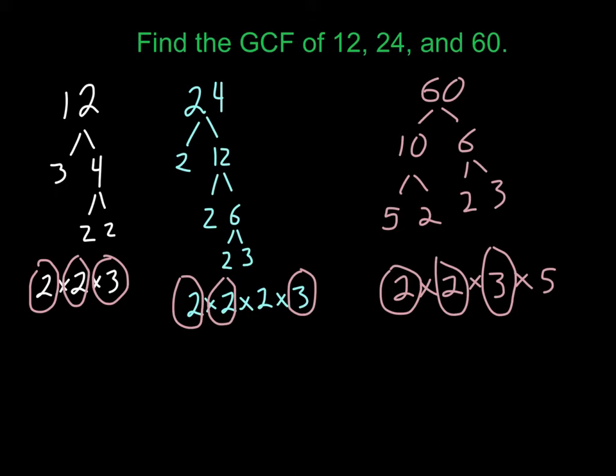So now I just take and I multiply, take any set, doesn't matter which set, because you have the same factors, and multiply them together. So 3 times 2 is 6, times 2 is 12, so my greatest common factor would be 12. So I'd have that for my answer.